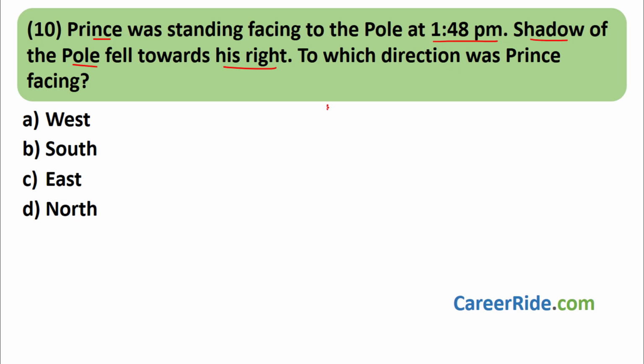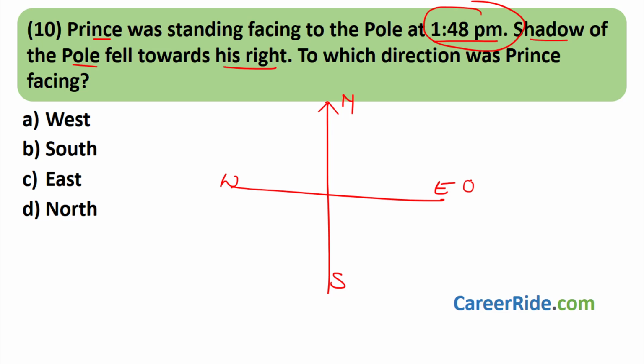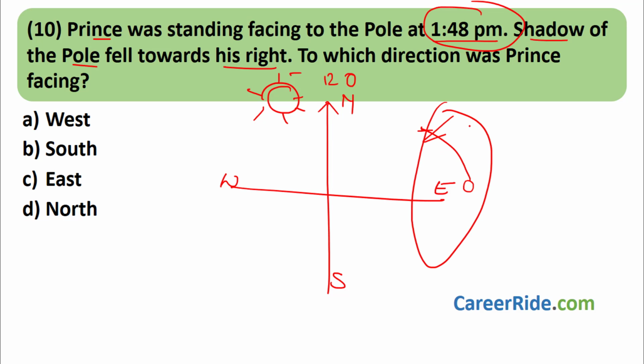Very easy, similar to the previous sum. We have our north, south, east, and west. It is 1:48 p.m. We know the sun rises over here, and it goes over here at 12 o'clock. So at 1 o'clock the sun will be here somewhere. The sun is on the west side, right? So the shadow will be on the east side.